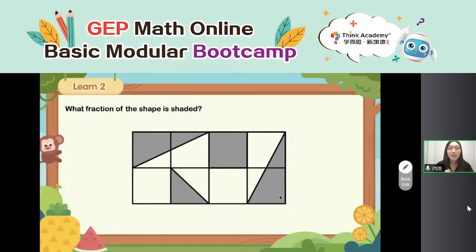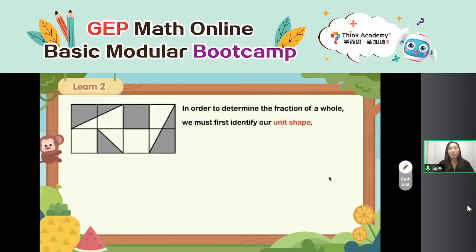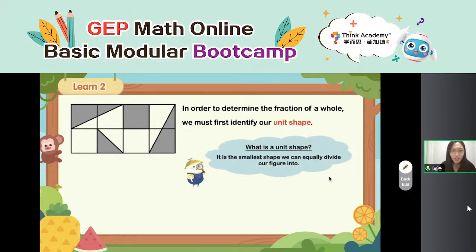What fraction of the shape is shaded? So now you see that this one is a bit more challenging compared to the warm-up question, right? But don't worry, the method is still the same. Firstly, we must identify our unit shape. So what is the unit shape? Well, the unit shape is the smallest shape you can equally divide our figure into.